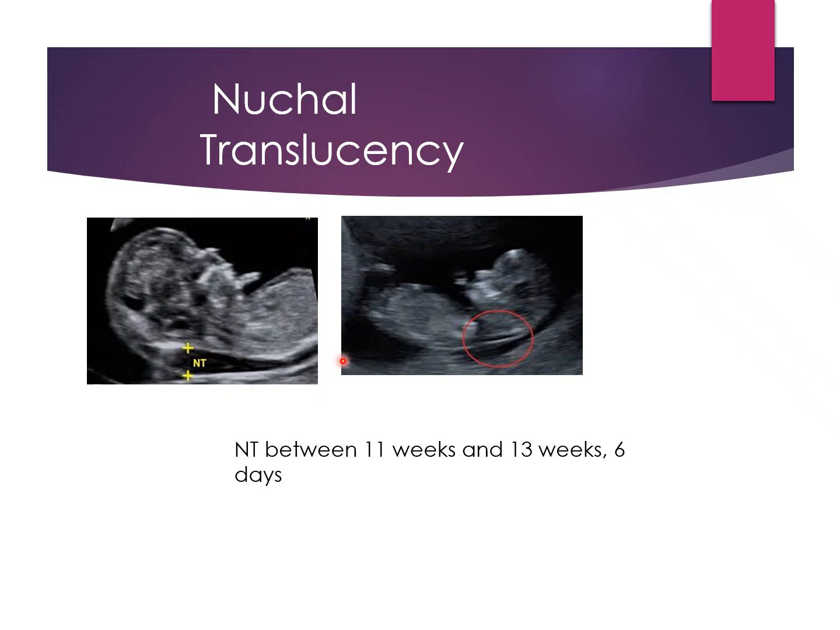So it is a fluid collection that hangs off the posterior aspect of the baby. So we have our spine, and then we have this NT or nuchal translucency. And we take our measurement right here at the neckline. And we have to do it between 11 weeks and 13 weeks, 6 days in order for it to be counted. So when you're doing that, if you see a lot of fluid here, this is probably abnormal. It should look more something like this, not something like this.